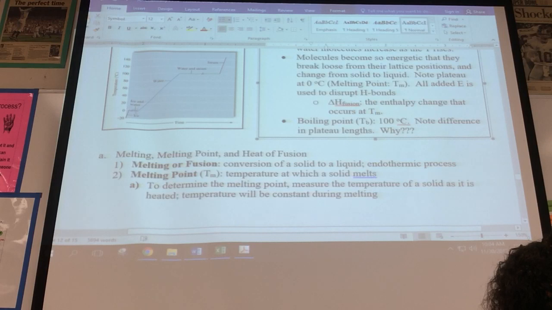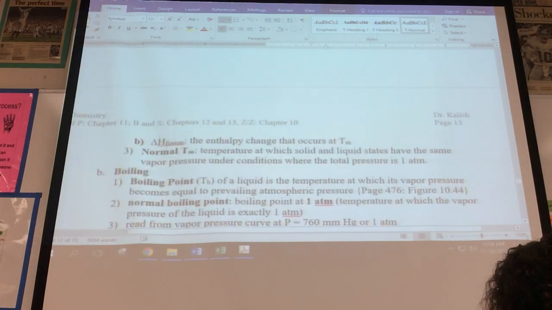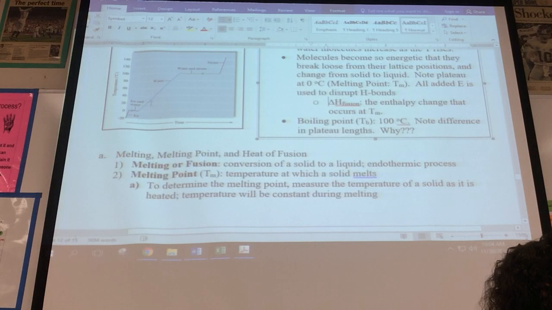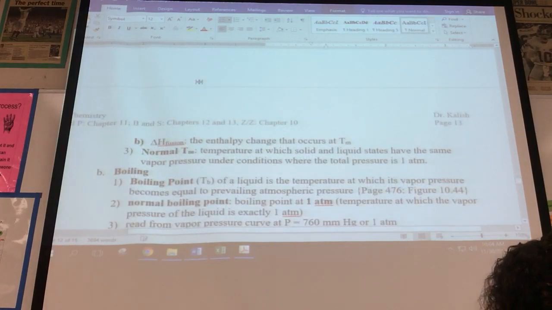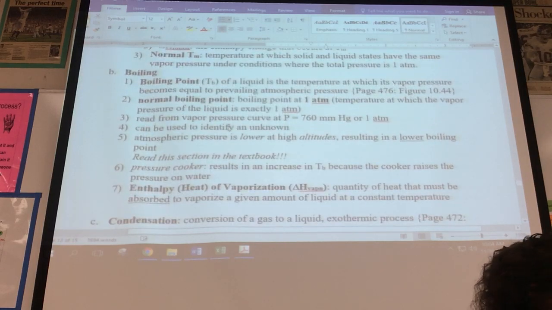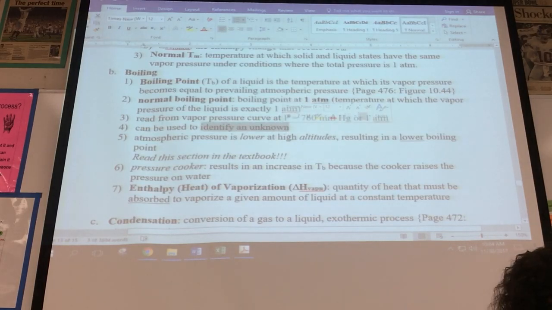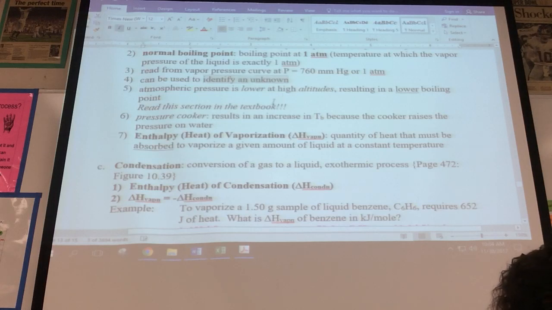Again, melting, the melting point can be determined where the temperature is constant. Delta H of fusion is the enthalpy change that occurs at the melting point, so the delta H of fusion will correspond right here. The delta H of vaporization will correspond here. We'll come back to that concept in our thermo chapter. Boiling, again, we've actually been through all of this. You can identify unknown substances based on their boiling point. That can be helpful in crime scene investigations. This too is really quite interesting.